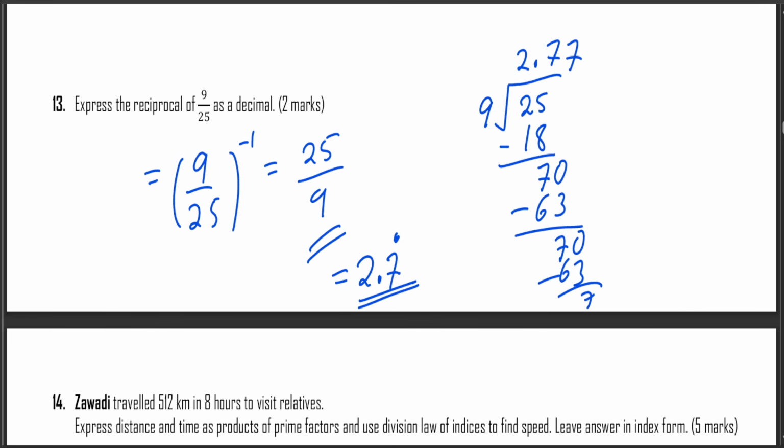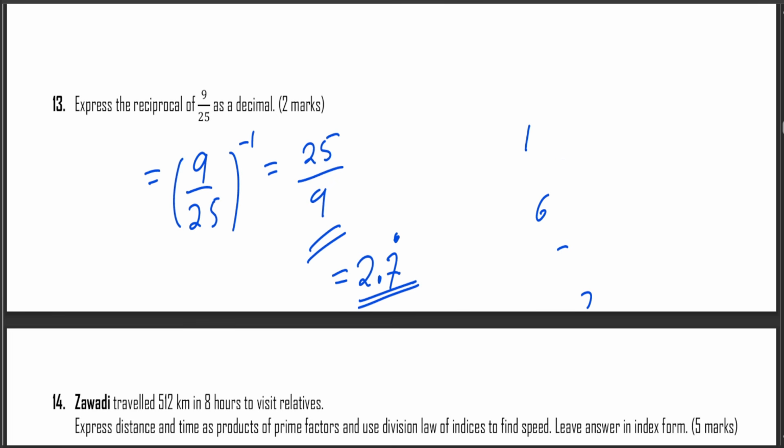But in case you can still use a calculator, 25 divided by 9 is going to give you 2.777, which is recurring. Okay, hope that answers the question. So yeah, now let's head into the next question.